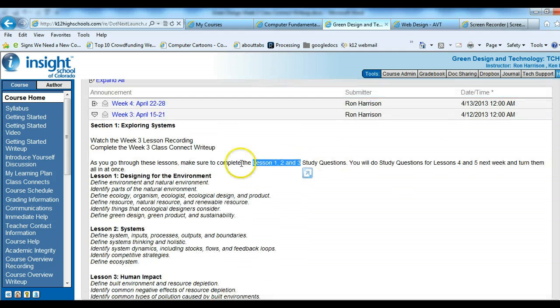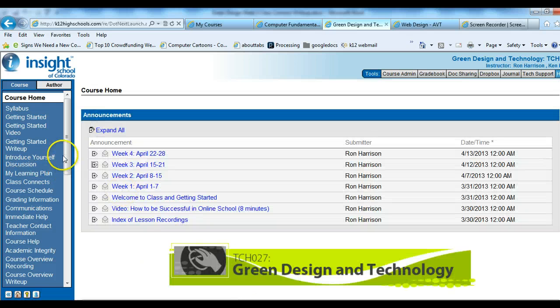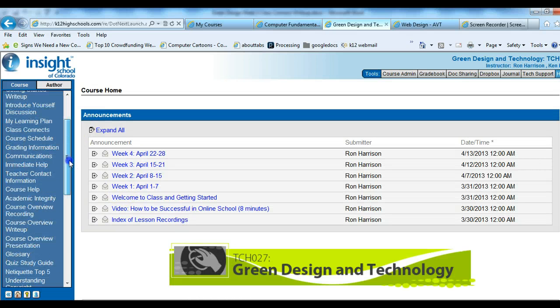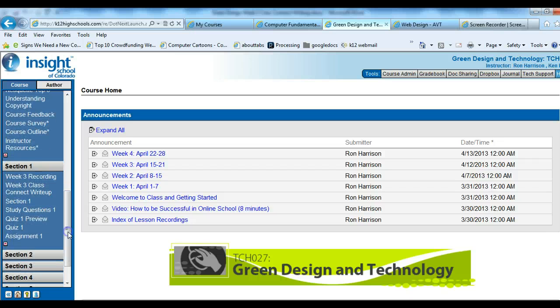But the one thing you want to do when you go through the lesson is complete the study questions, and I'll show you how to do that. So here we are in the course, and before we jump in, just a couple of things to remind you. If you haven't done week 1 or week 2, please get those done first before you move on to this stuff. So here we are in section 3.